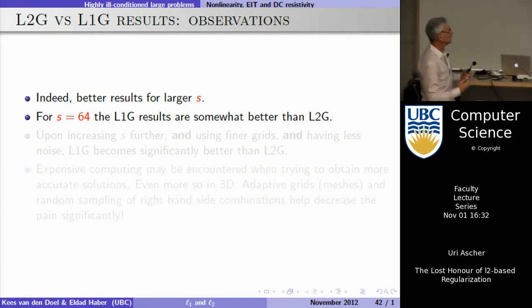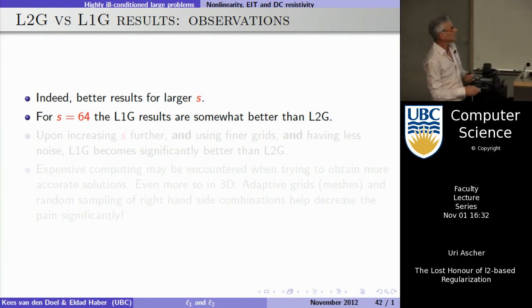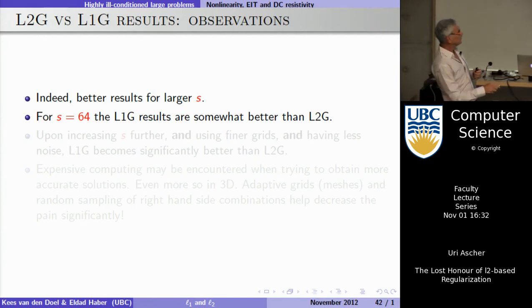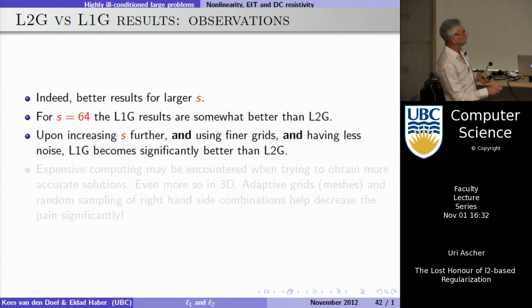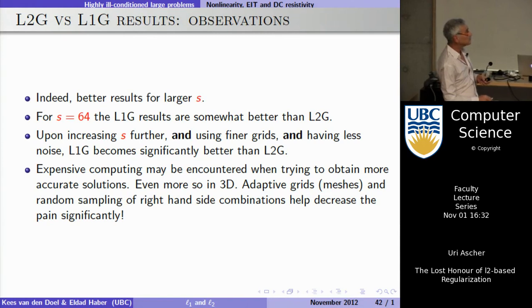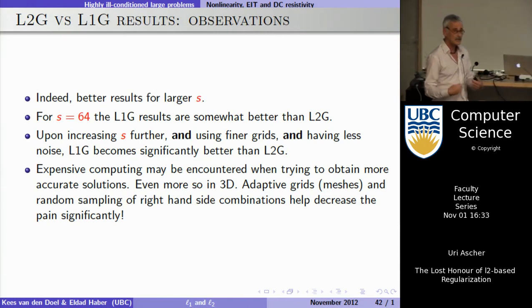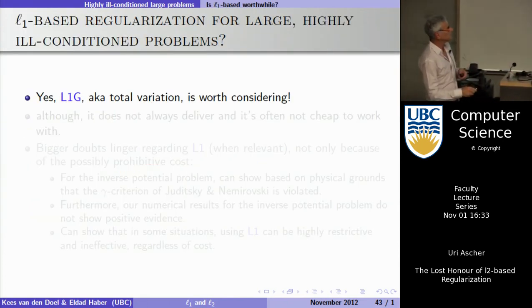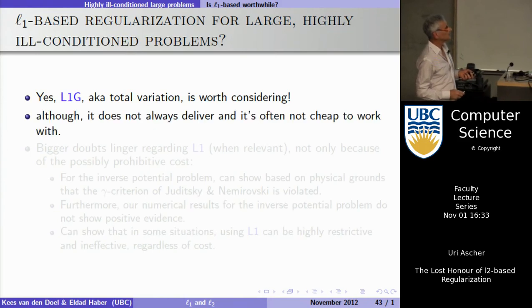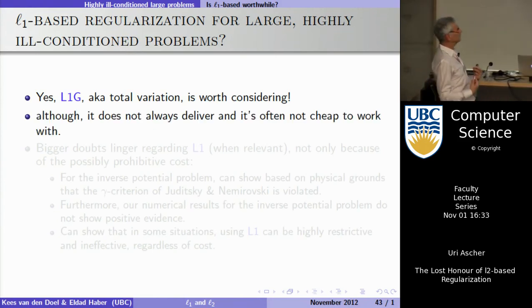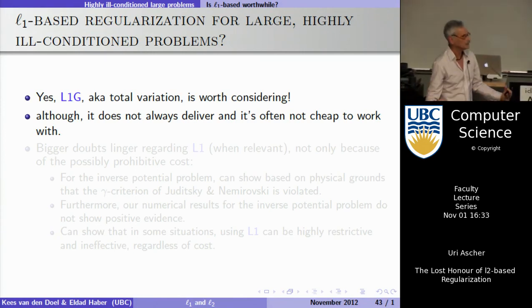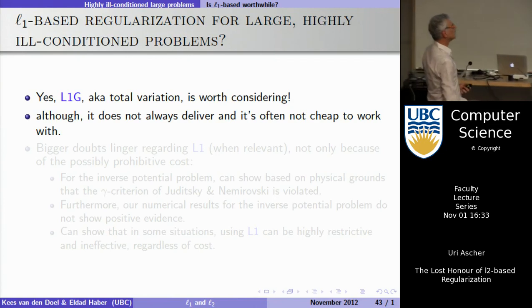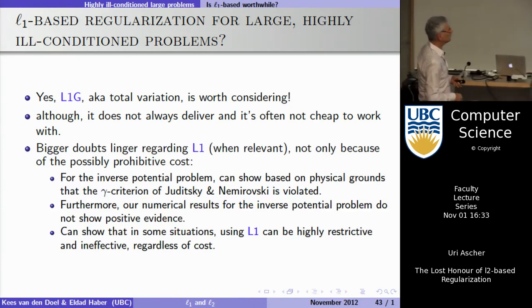with sufficient information. So there are indeed better results for larger S, first of all. And then for S really large, L1G becomes significantly better than L2G. This is expensive. These are expensive computations, and we have a bunch of ways to make the cost more reasonable. And so L1G, total variation, is worth considering, but it doesn't always deliver. And you have to understand that in this context, once again, you have to have enough good data for this to be worthwhile. L1 for this problem is not really a contender.